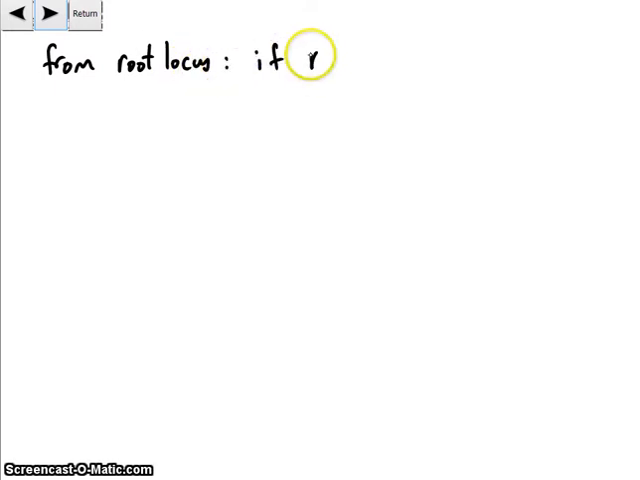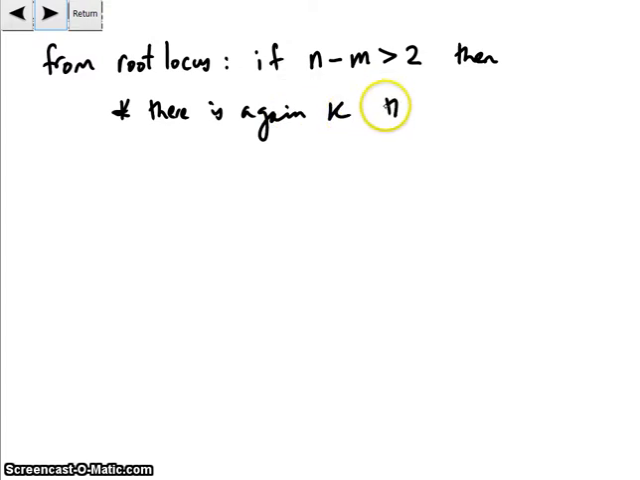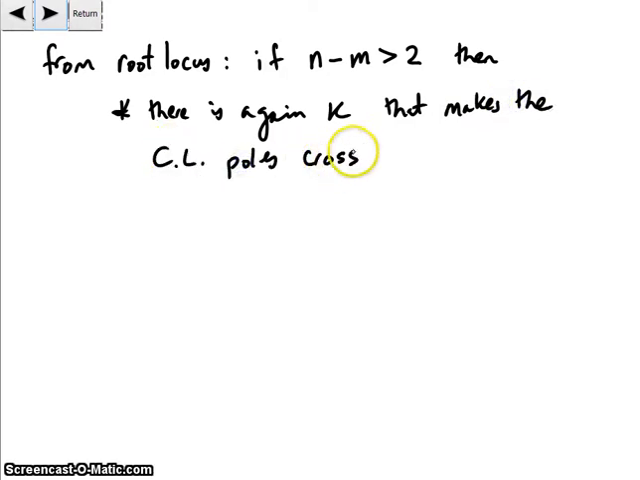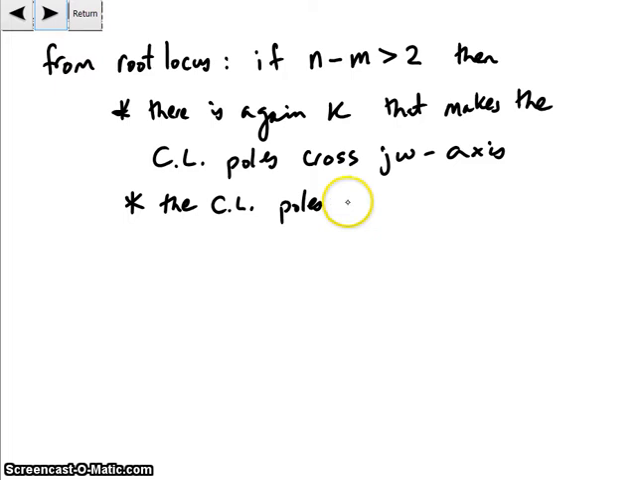So we know that if the number of poles minus the number of zeros is greater than 2, then we can say that there is a gain k that makes the closed loop poles cross the imaginary axis. Or, in other words, we just say it a different way. The closed loop poles are in the right half plane for some k. Okay.